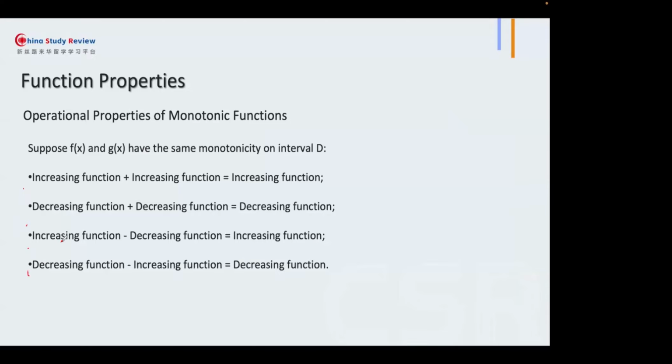These four are not common, but you could use them in your examination when you have something that looks like this. This is a kind of composite function, and you need to determine their monotonicity. So in these cases, you have to divide them. For example, increasing and increasing is increasing, decreasing and decreasing is decreasing, increasing minus decreasing is increasing, etc. Right? So you could use this kind of formula here to help you decide the monotonicity of those comprehensive functions.